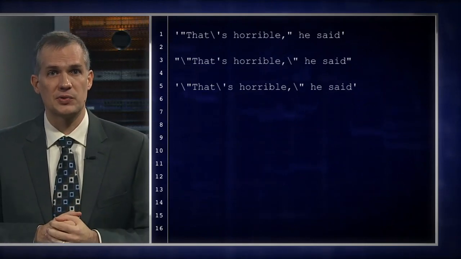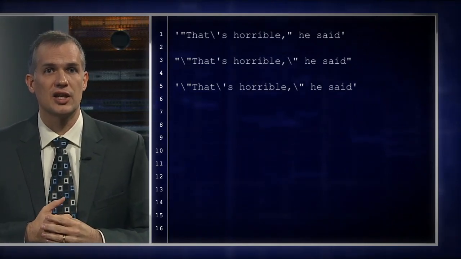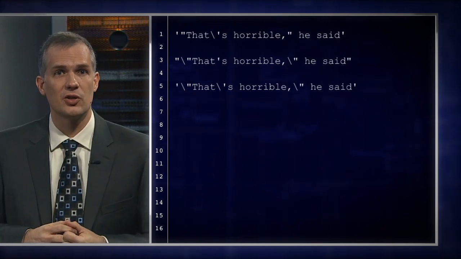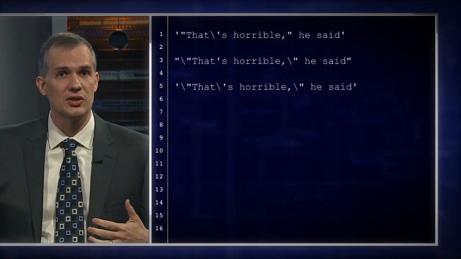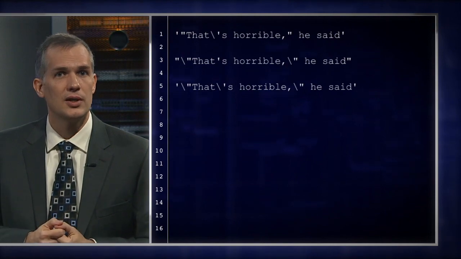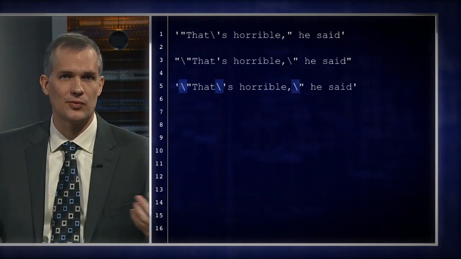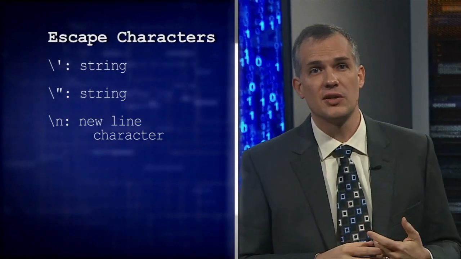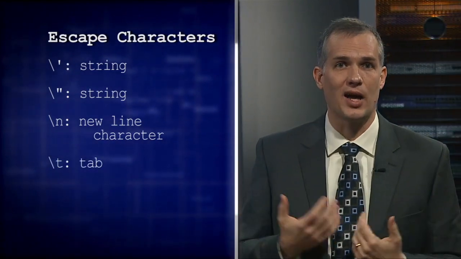So, a string denoted by single quotes can just include a slash before every single quotation mark, and a string denoted by double quotes can just include a slash before every double quote. It doesn't hurt to include a backslash before each one. Besides the single and double quotes and the new line, there are two other useful escape characters. First, \t denotes a tab.